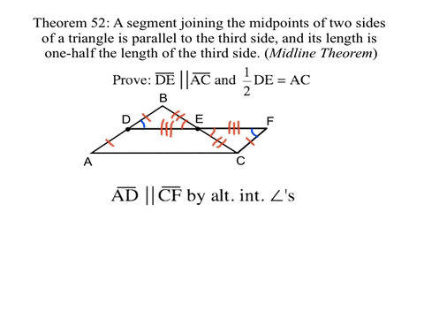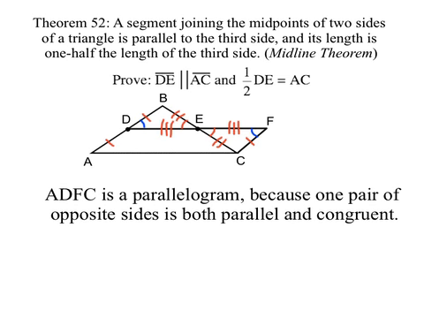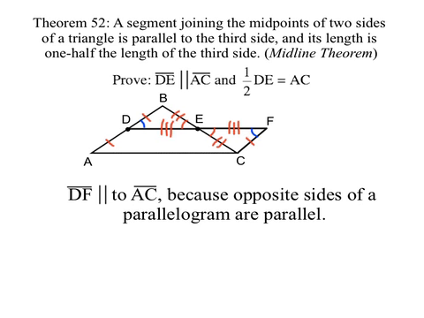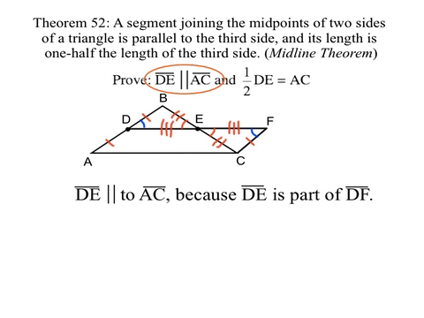And since CF was congruent to DB and DB was already congruent to AD, we now know that CF and AD are congruent. So what we have now is a parallelogram, ADFC, and the reason we know it's a parallelogram is because the opposite sides AD and CF are both parallel and congruent. And since it's a parallelogram, we now know that DF is parallel to AC. And that's one of the things we were trying to prove, because segment DE is part of segment DF. So if DF is parallel to AC, we also know that DE is parallel to AC.